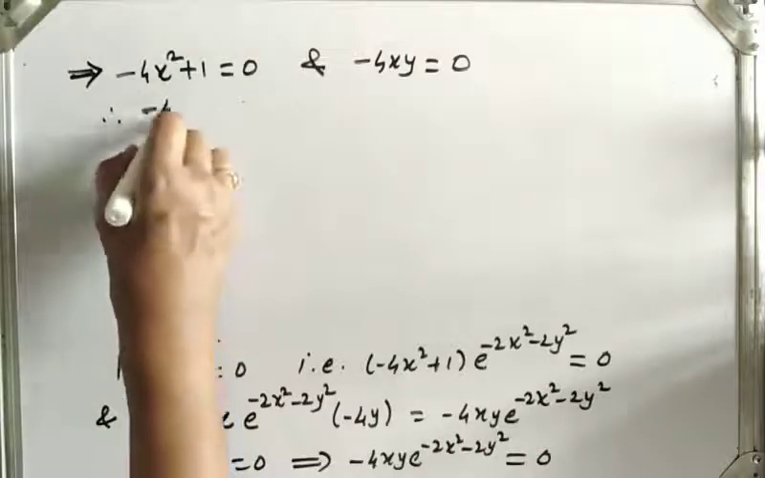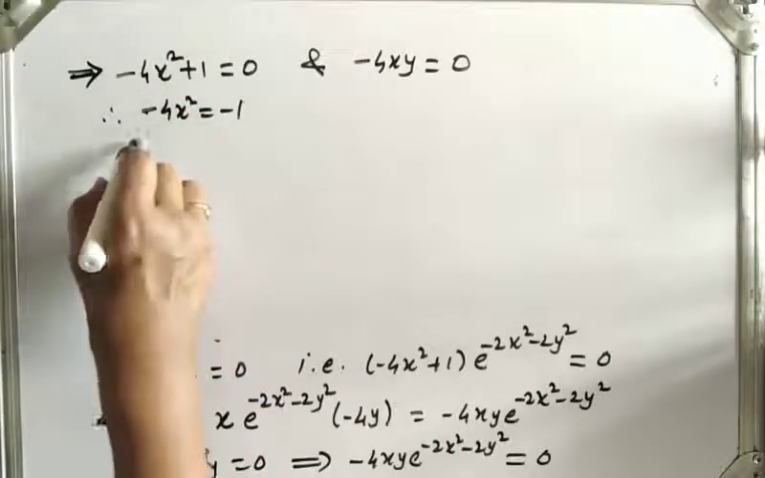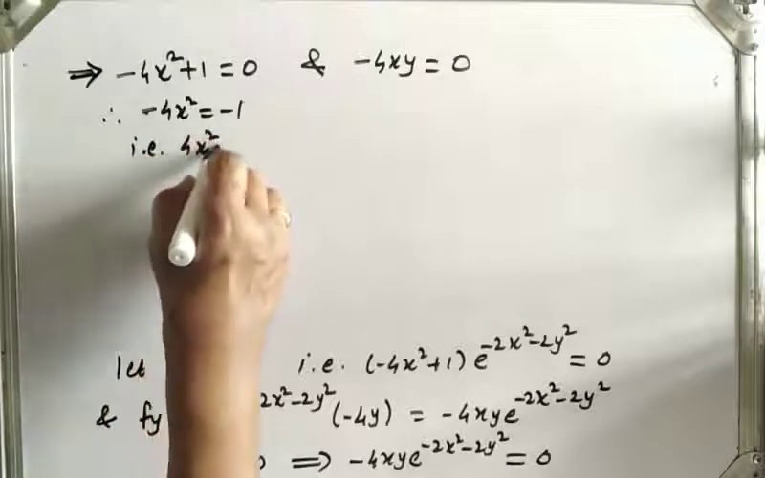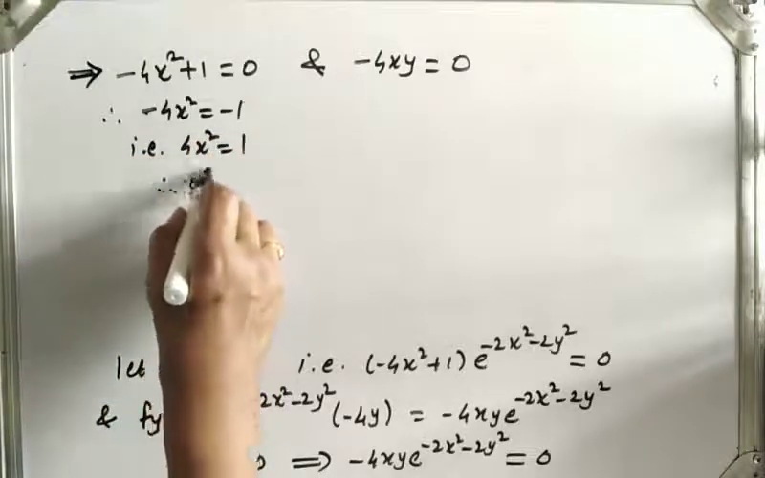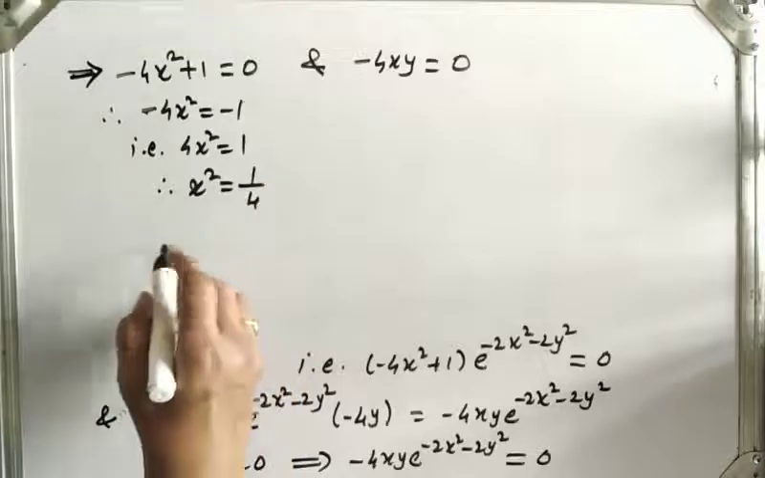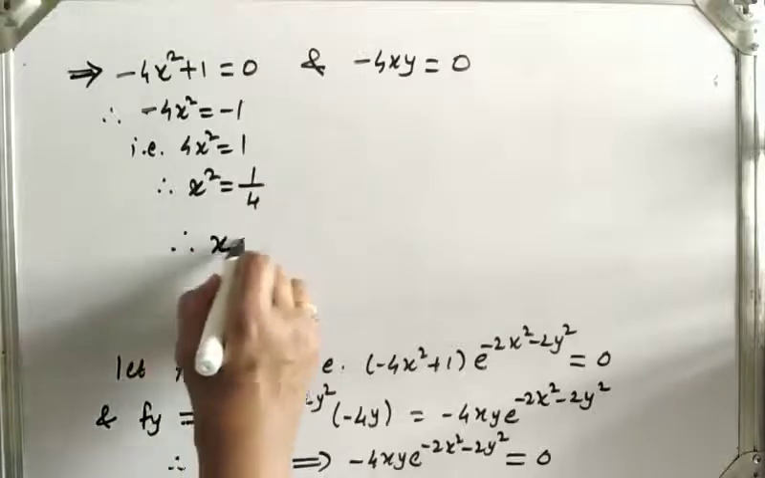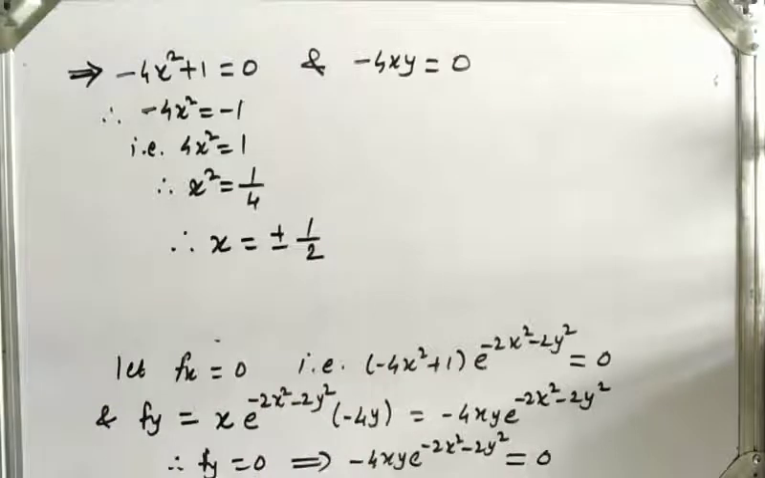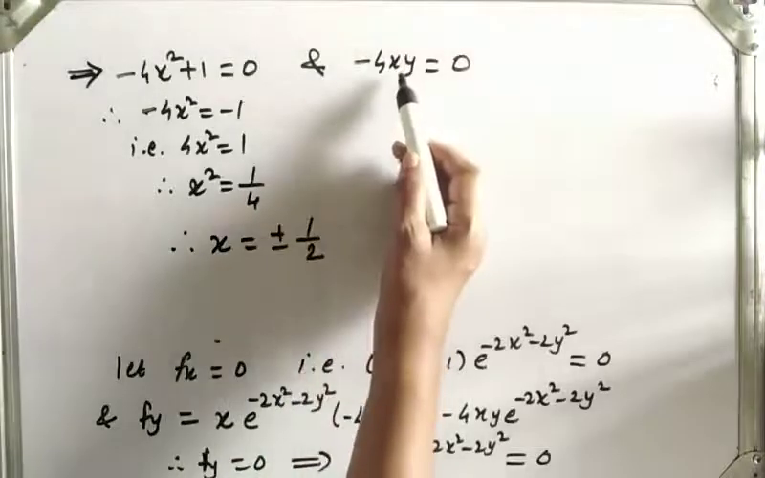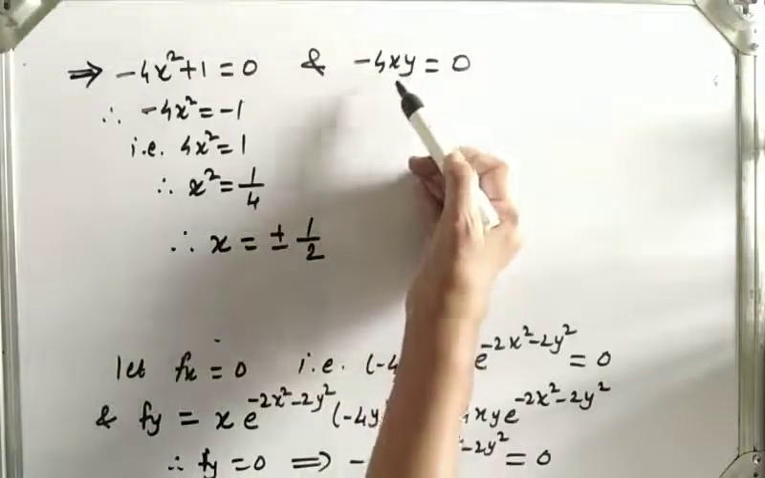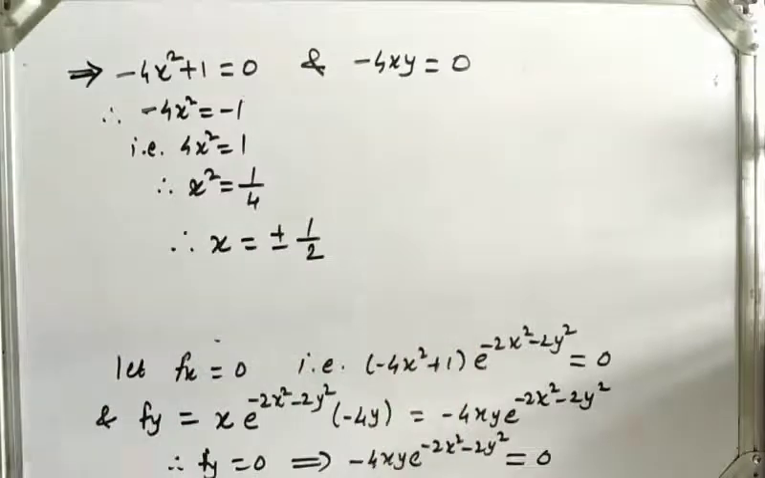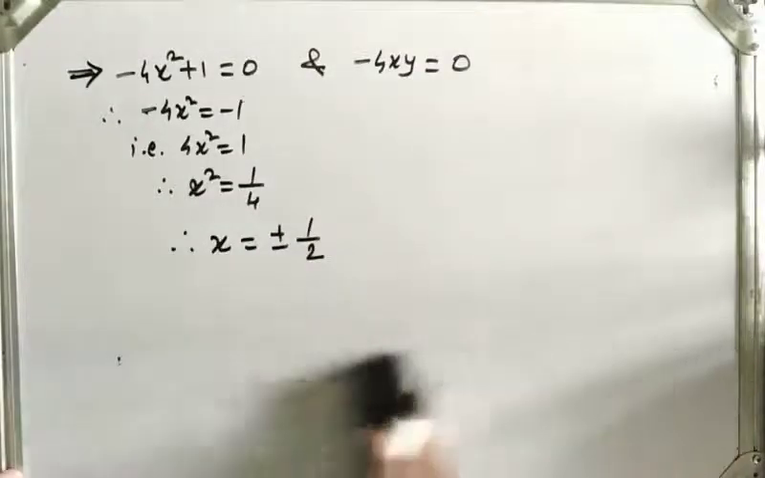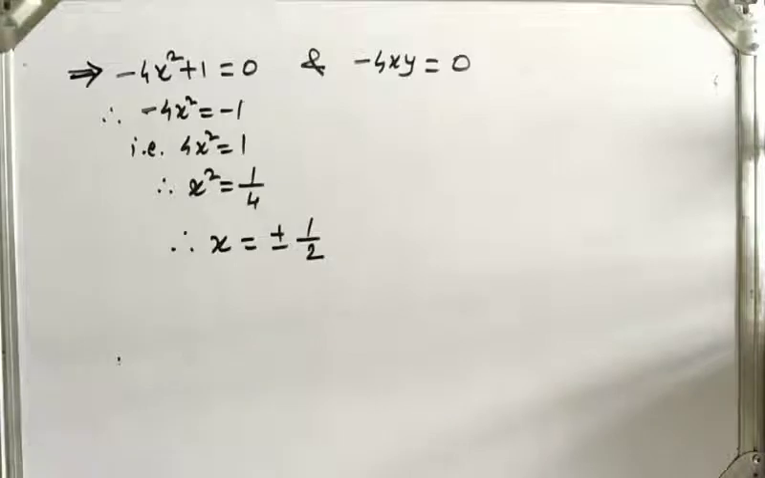From the left hand side, what do we get? We get minus 4x square is equal to minus 1, that is 4x square is equal to 1. Therefore x square is equal to 1 by 4. Therefore what will be our x? x is plus minus 1 half. Now let us use this value in this equation. When x is equal to 1 half, what happens? We get y is equal to 0 in both cases.